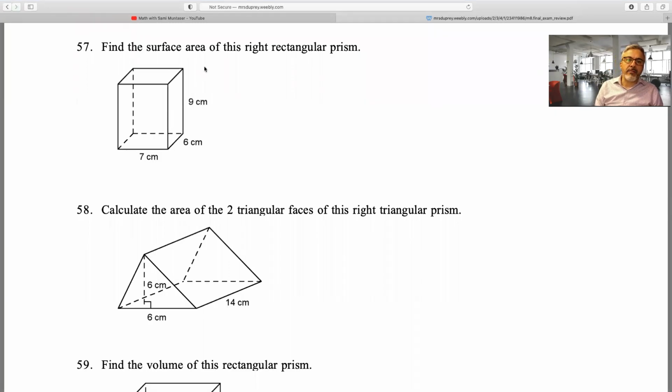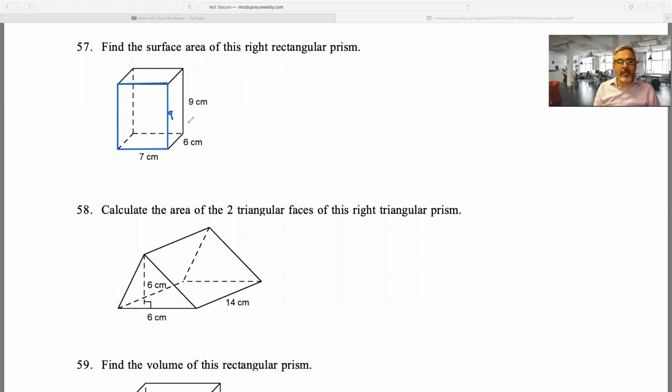Surface area, find the surface area of this right rectangular prism. Surface area means anything that you could touch on that shape, you have to find the area of. And if you count here, so let's look at this shape here. So 9 by 6 by 7. So if we want to find the area of this right here, you see this here, it's 7 by 9 because the length of this is 9. So this is 7 times 9. We want to call it area 1 maybe, times 2.